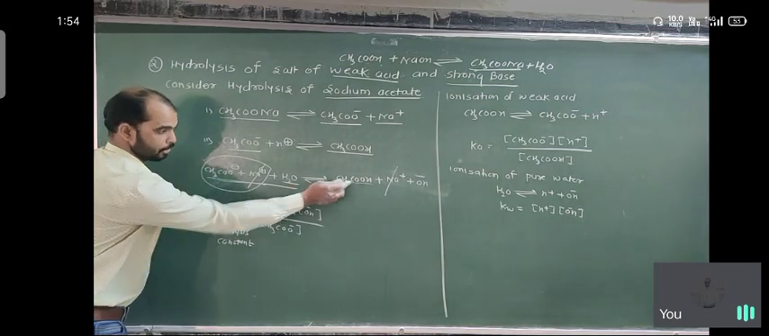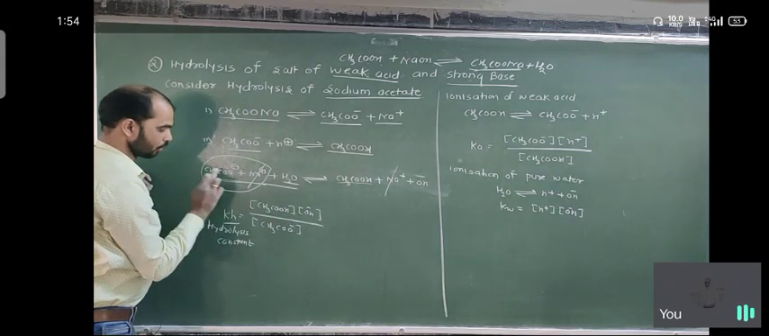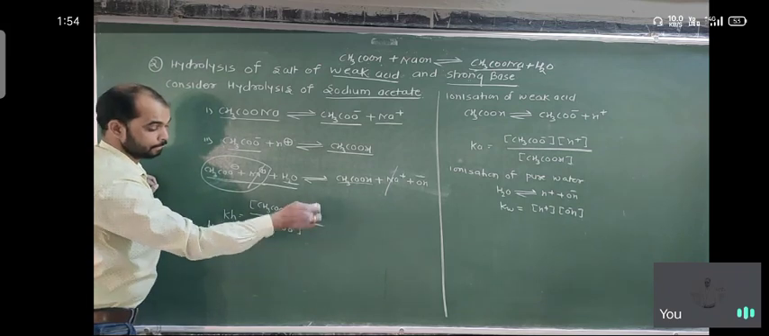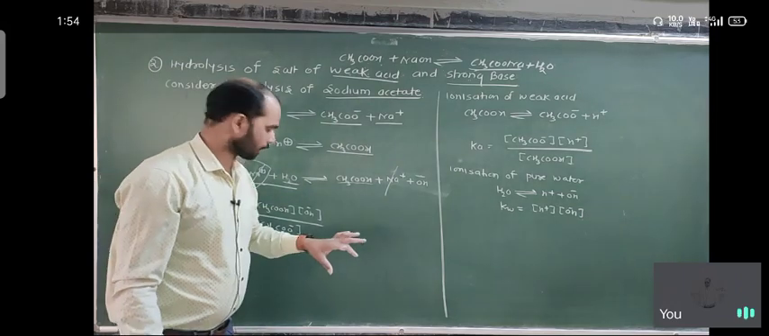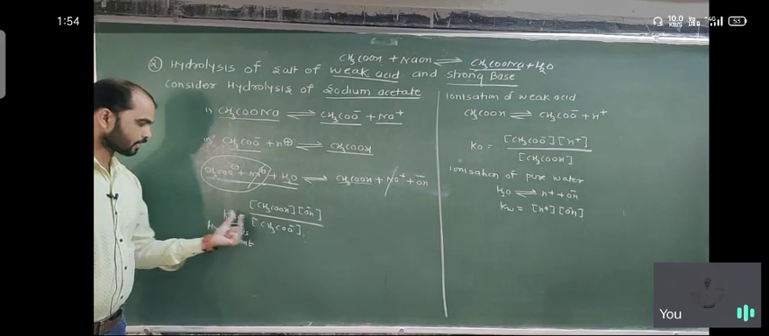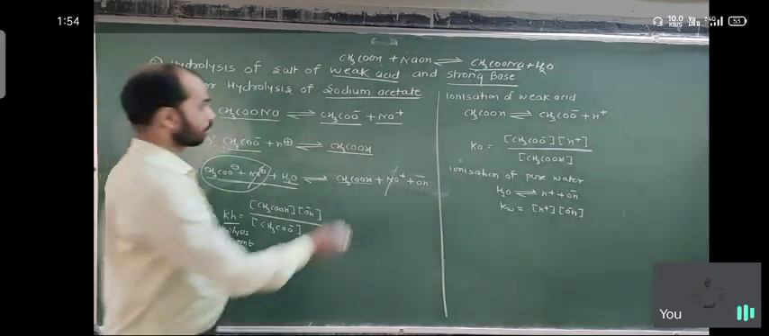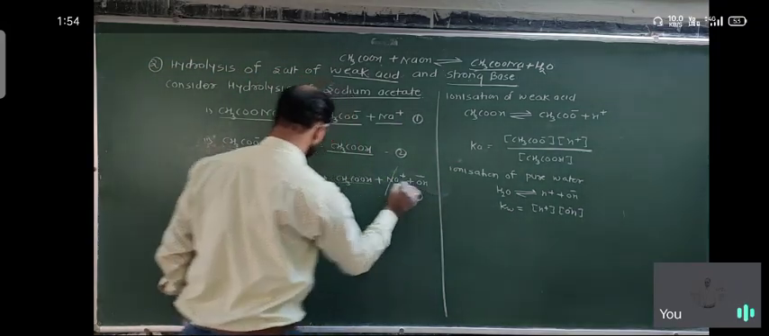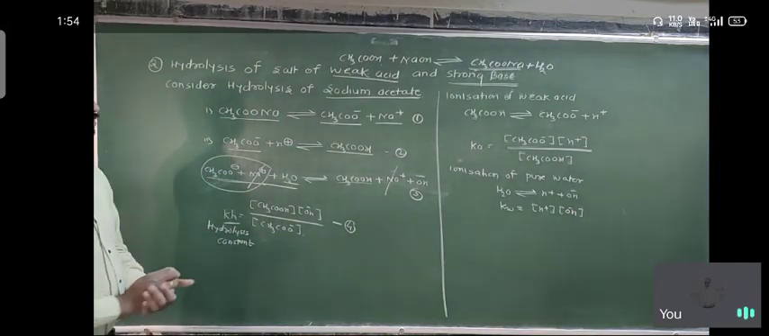So it is the product, acetic acid and OH minus, upon the concentration of anion, because water is here but we consider the concentration of water as a constant. So KH is equal to this one. We get this relation. If we number these, this is equation first, equation second, equation third, and this one equation number 4. Okay, these are the equations.